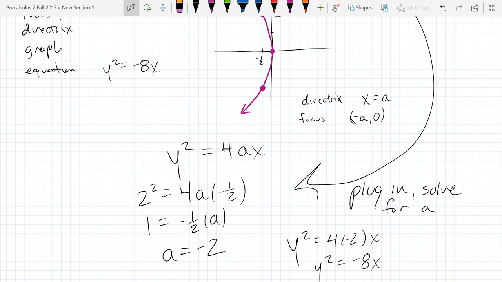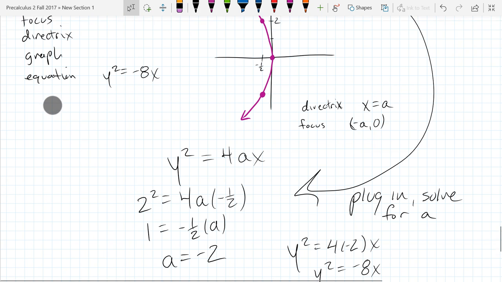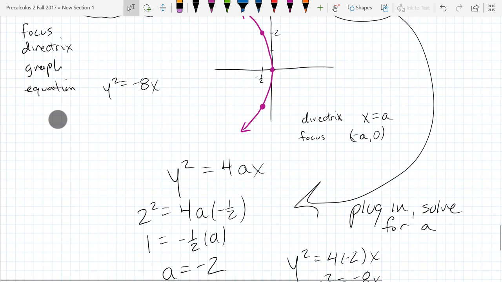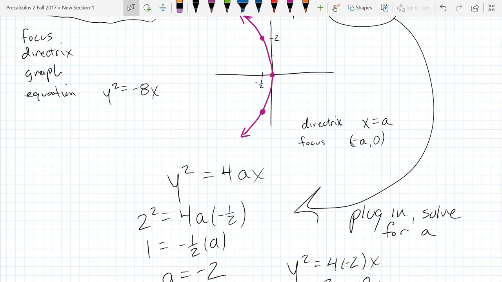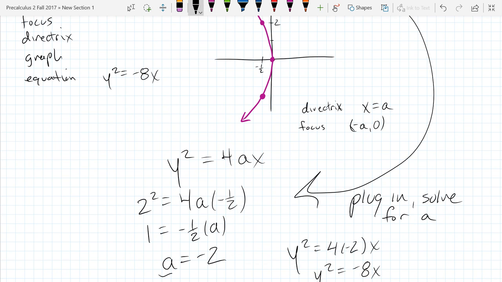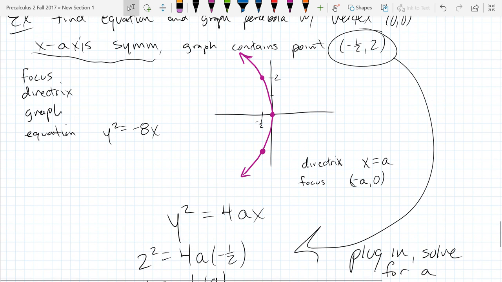So we got a is negative 2, and that means our equation is y squared equals negative 8x. We got the graph already. I want to write down the focus and directrix and then draw them on the graph. So I know a is negative 2. My focus, let's see, focus is a, 0. So that's negative 2, 0.